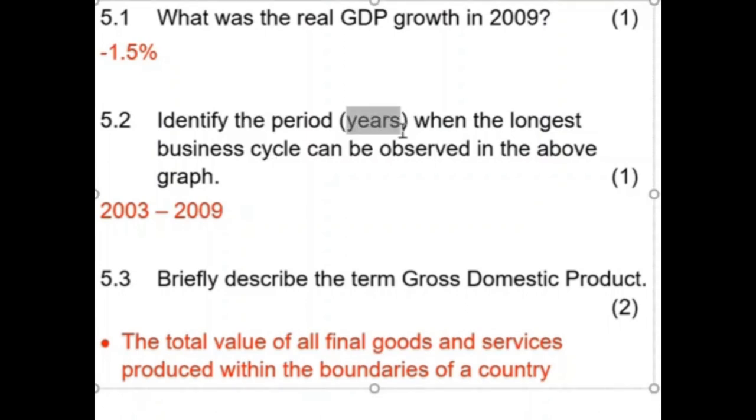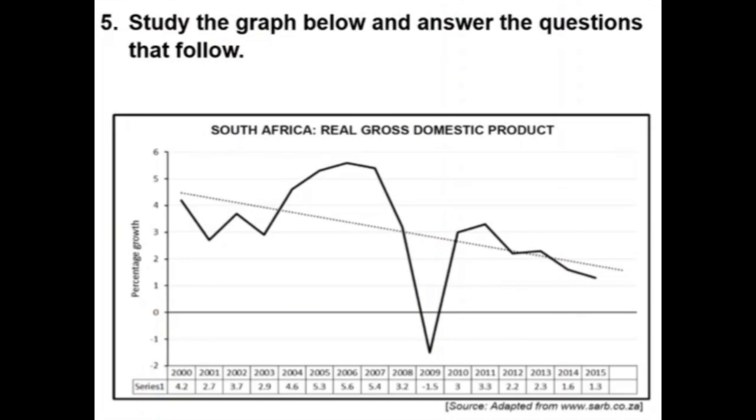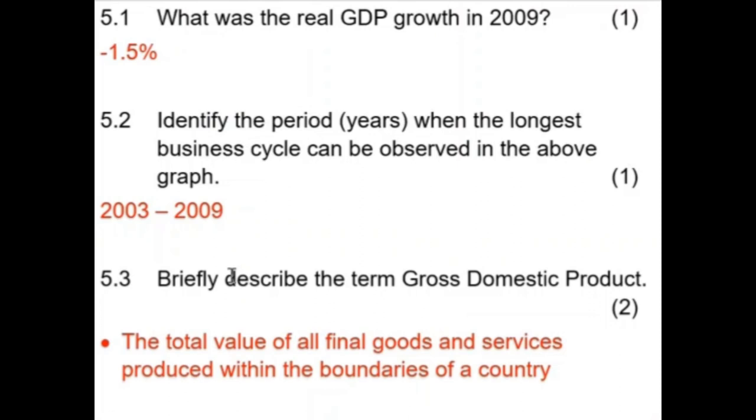Identify the period. They wanted the years when the longest business cycle can be observed. Okay, so pause. A business cycle is either from peak to peak or trough to trough for a full business cycle to take place. So we can very clearly see we want it from an expansion right through a contraction. So there's a trough and there's a trough. And that was the longest amount of years. That business cycle took us 6 years. So for 1 mark, from 2003 to 2009.